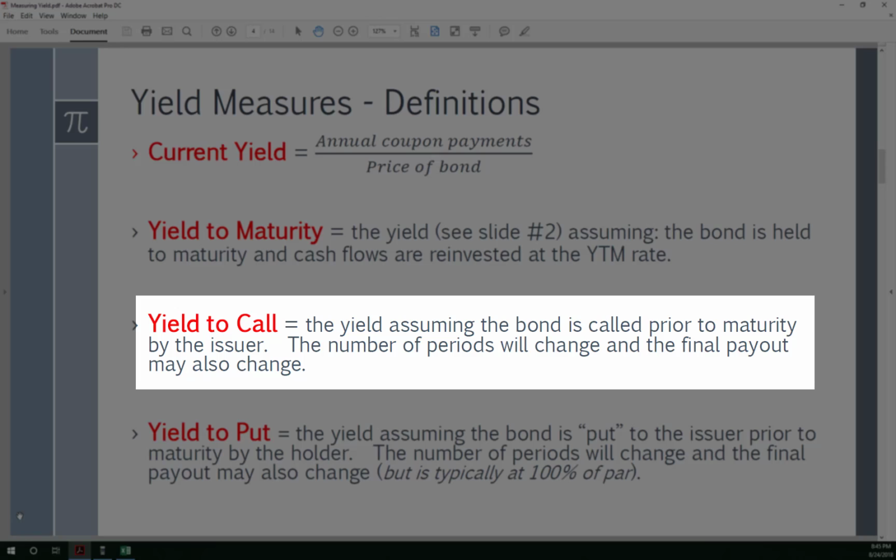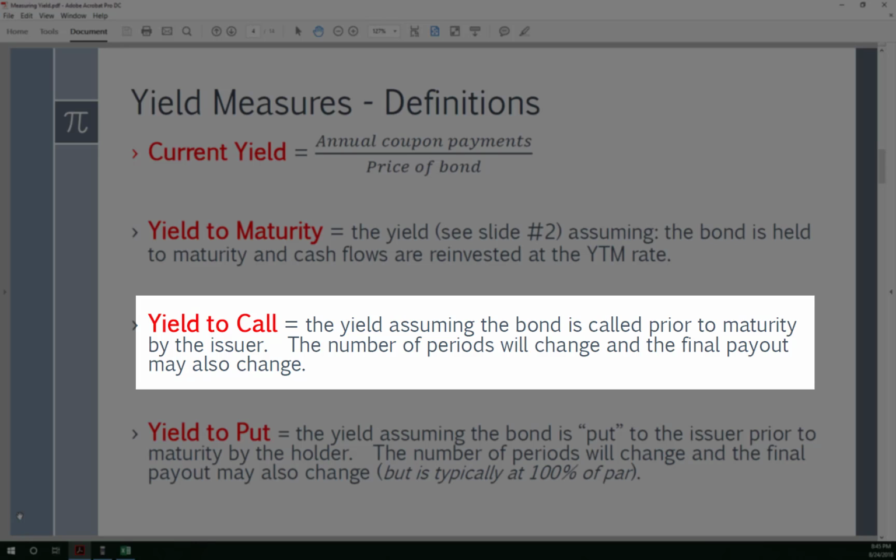A yield to call is a slightly different animal. Same ideas, we're just changing one little piece of it. Actually, there's two possible changes to our calculations. So it's the yield assuming the bond is called prior to maturity by the issuer. So remember, with a callable bond, the issuer has the option, not the obligation, to buy back the bond at a particular point in time and at a specified price.